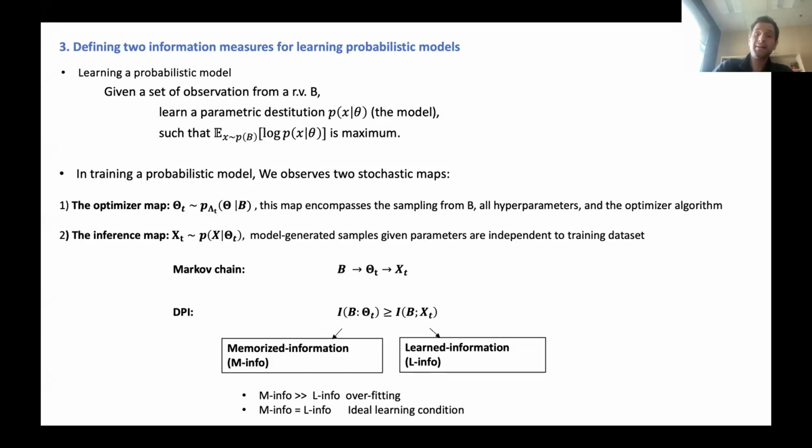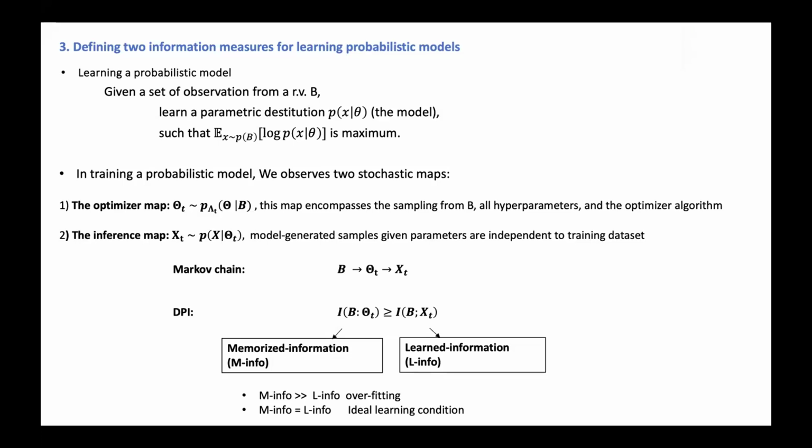You want your sample to be as informative about B as possible, so you increase the right side. And the ideal scenario happens when these two are equal, so your M-info is equal to L-info. In the case of the exam, it means that you know that you exactly learned what is coming in the exam.